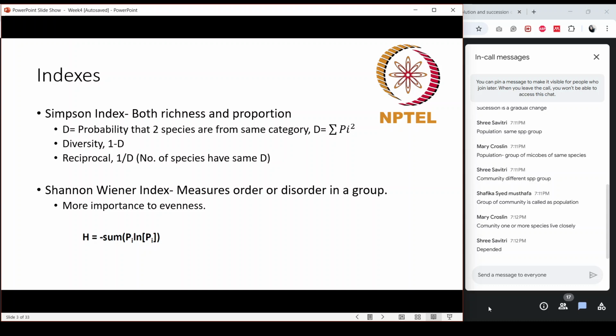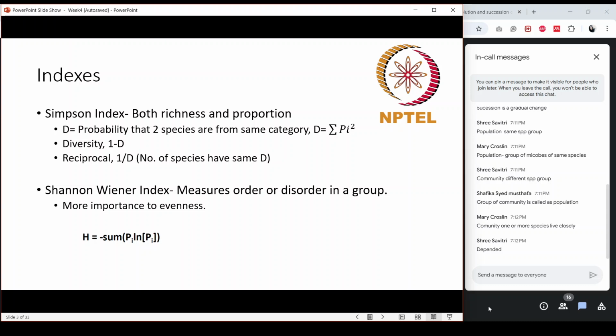The next thing that we studied was indices. First was the Simpson index. It measures both richness and proportion, and I've given the formula also. Next was the Shannon-Wiener index. It gives more importance to evenness. It measures richness, but more importance is given to evenness. So mostly these two types of index are used, Simpson and Shannon.